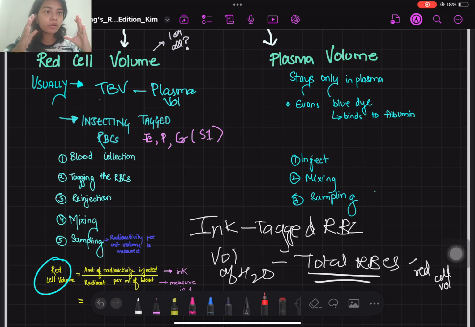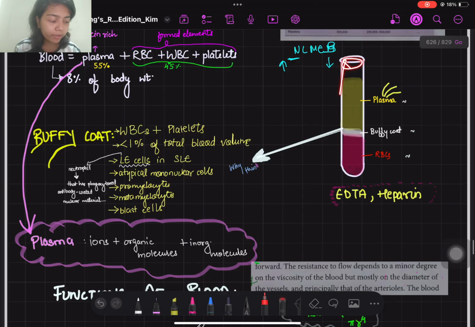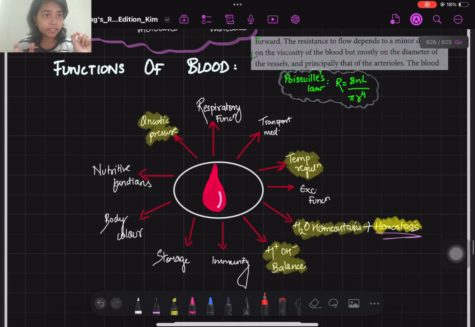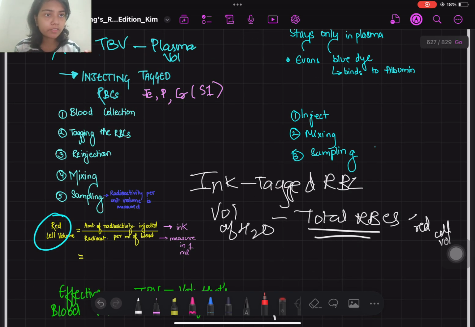Now what are the steps followed? First you will collect the person's blood. Now the blood will also contain plasma, right? But you have to identify the red cell volume, so you need to separate them. How can you separate? You will use an anticoagulant tube. So you have got some amount of RBCs. You separated the RBCs, then you will tag them with chromium, which is most commonly used because it is radioactive. So chromium will go and bind to the RBCs.